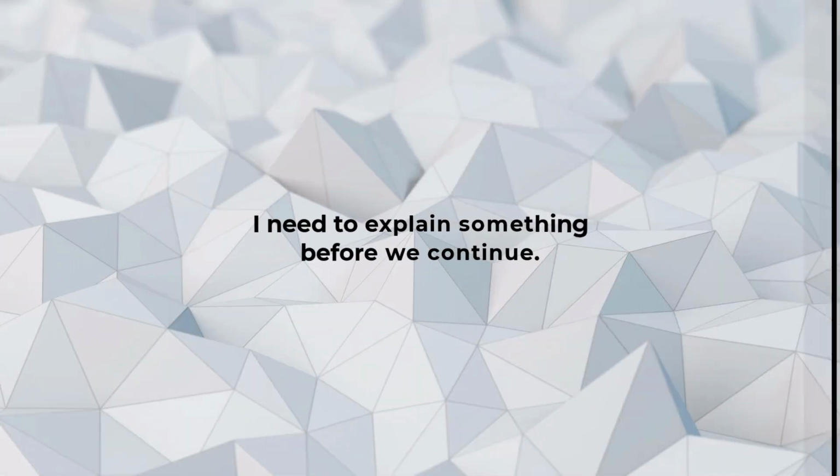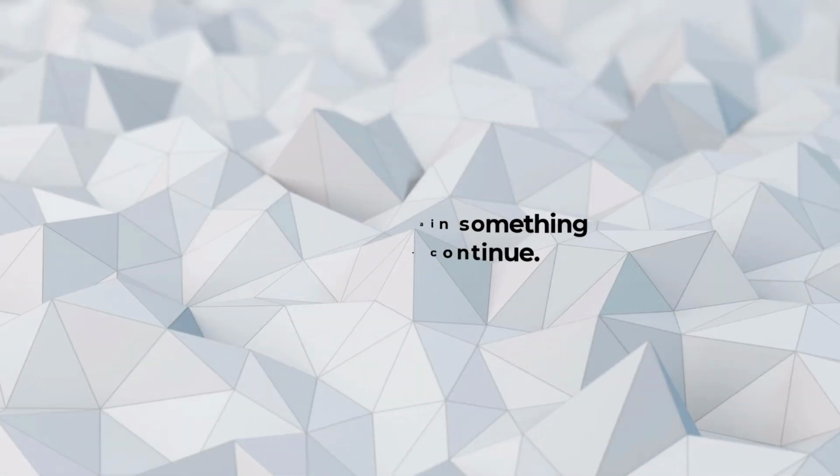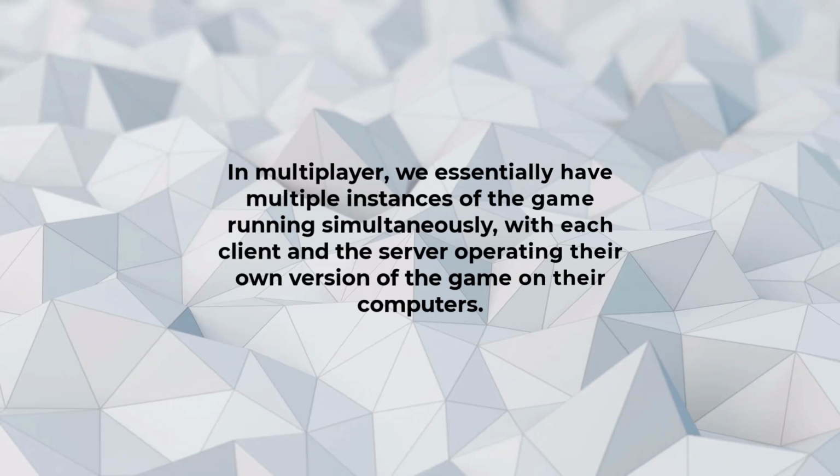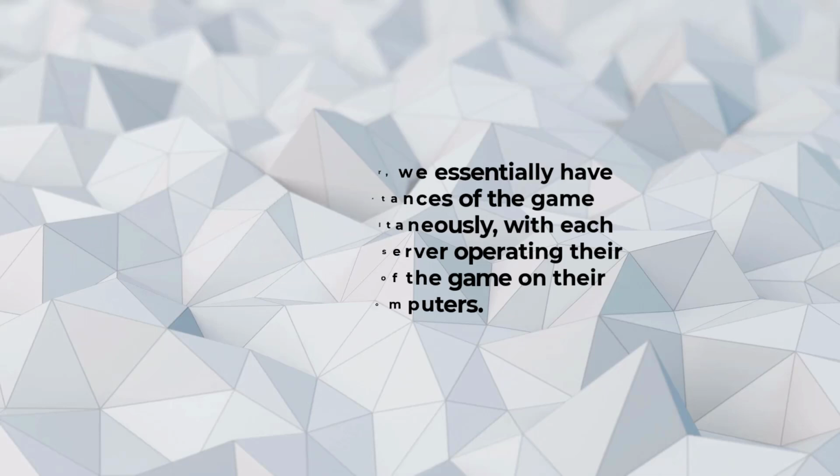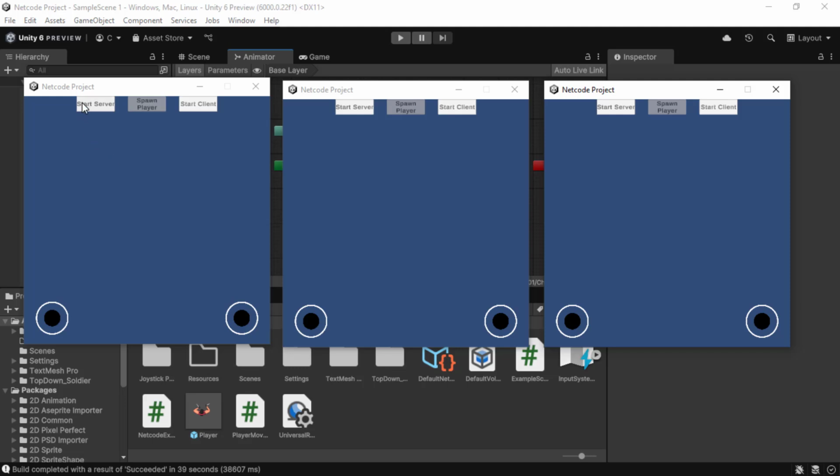I need to explain something before we continue. In multiplayer, we essentially have multiple instances of the game running simultaneously, with each client and the server operating their own version of the game on their computers. The server and the client are each running their own game. So, when you move your character, the server makes the character on its game move, and it looks like the client's game character isn't moving, even though it is moving on the server.